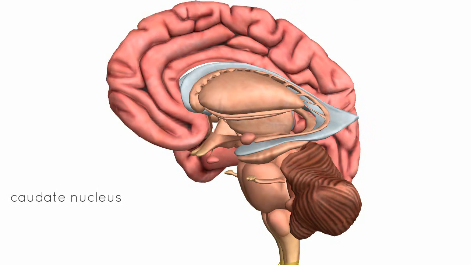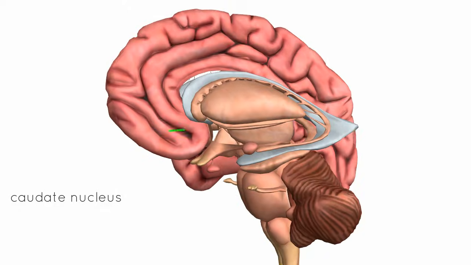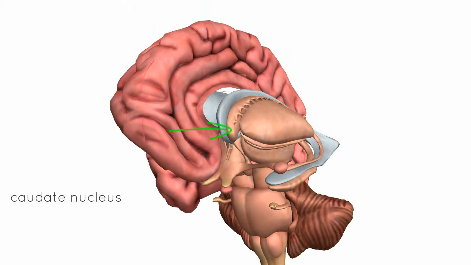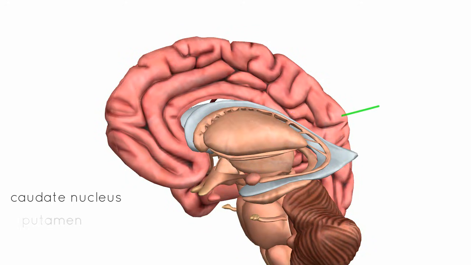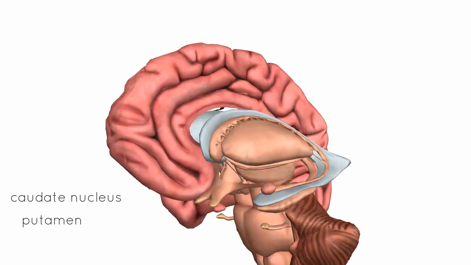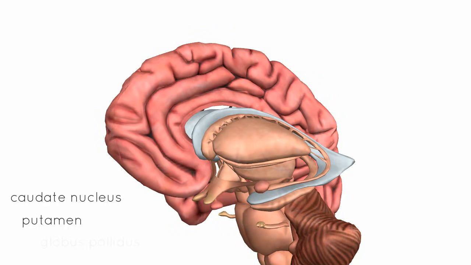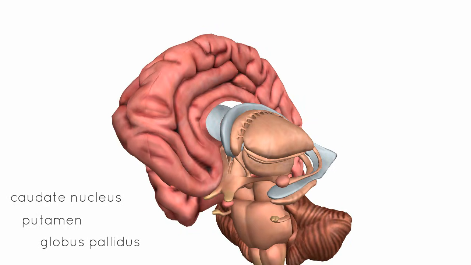You've got the caudate nucleus, which is this structure here. You can see here it's got three parts. It's got a head, a body, and a tail which winds around like this. So that's the caudate nucleus, and then outside the caudate nucleus you've got the putamen. This is this round curved structure. So this is the putamen, and just sitting medially to the putamen you've got the globus pallidus.